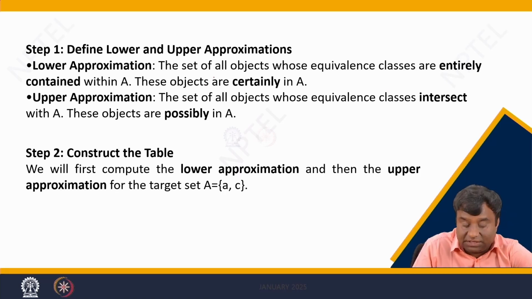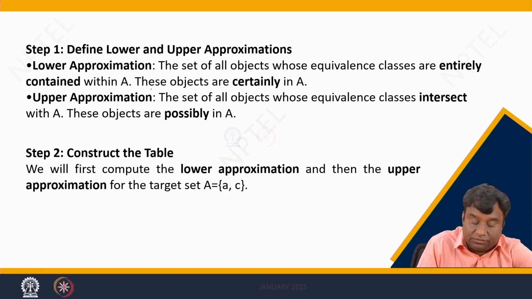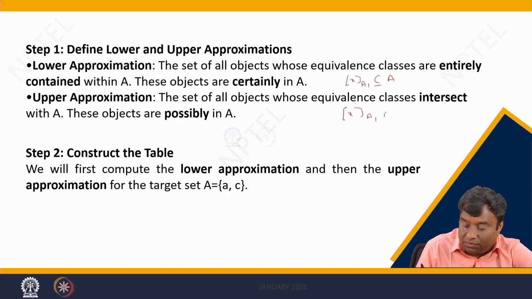The lower approximation is the set of all objects whose equivalence classes are entirely contained within the target set. These objects are certainly in the set. The upper approximation is the set of all objects whose equivalence classes intersect with the target set. These objects are possibly in the set. So again I am writing: suppose X is the equivalence class with respect to attribute A1, then it is certainly contained in A for the lower approximation, and for the upper approximation the intersection of X with A is not the null set.